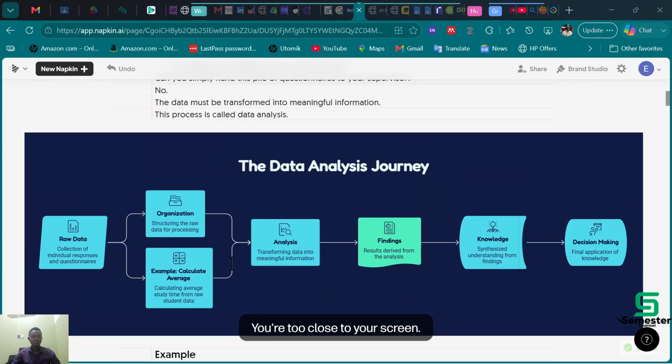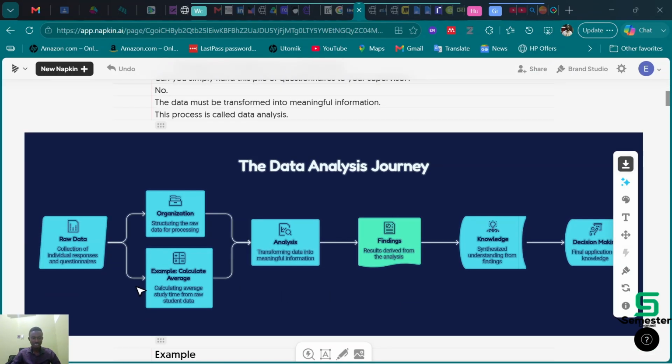So the first thing we have to look at is the raw data. You collect the data from individual responses from your questionnaires, right? And then you organize them, all right, structure them for processing. So usually we call this data cleaning.